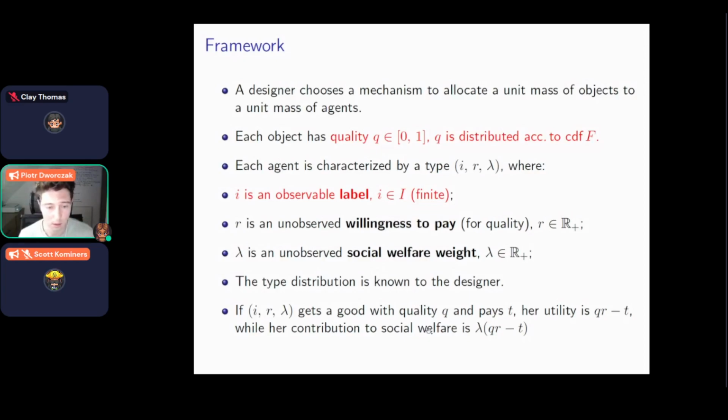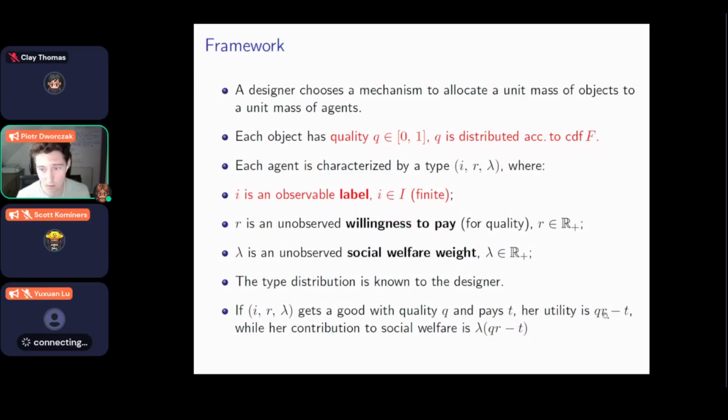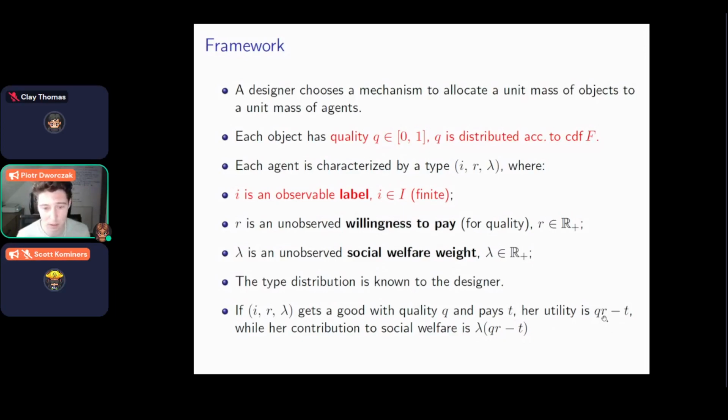And the utility keeps being very simple in the sense that we're assuming linearity. So if an agent with this 3-dimensional type gets a good with quality Q and pays a price T, her utility is just linear in the quality. So just quality times her willingness to pay minus the transfer, right?